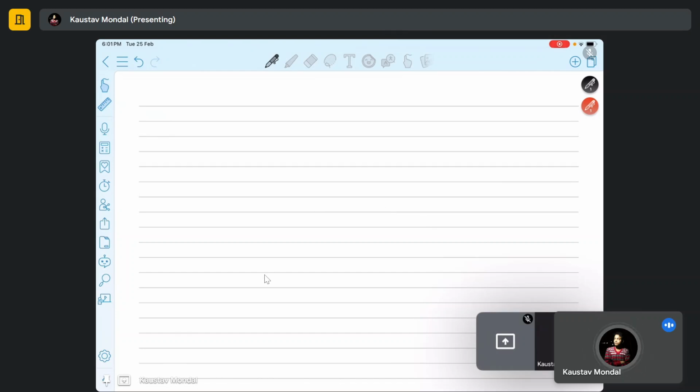Today we'll start our first class on statistical mechanics. So today in our class we will mostly discuss some concepts about the random walk problem.